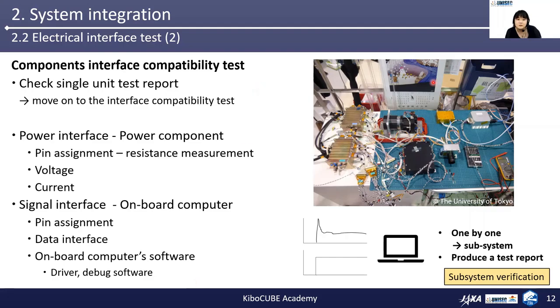The photo shows the interface tests of the main and mission transmitter, main and mission onboard computers, and mission sensor. These test results are also summarized in the report. These interfaces are confirmed one by one, and connecting to the other is only permitted after validation.